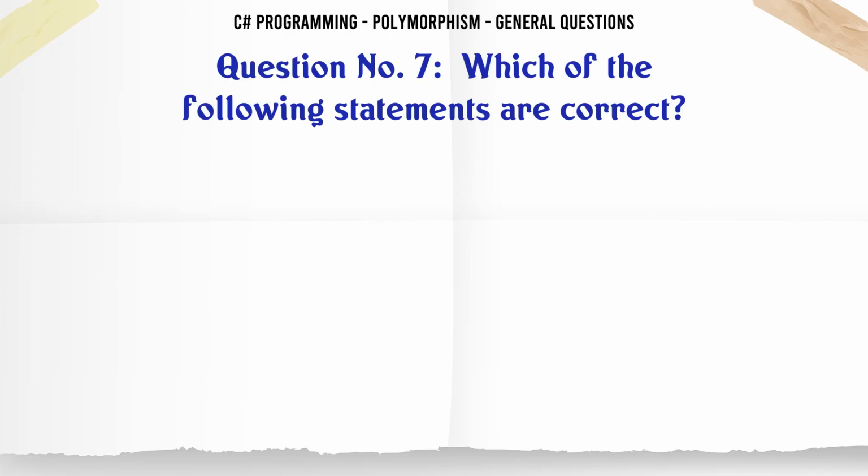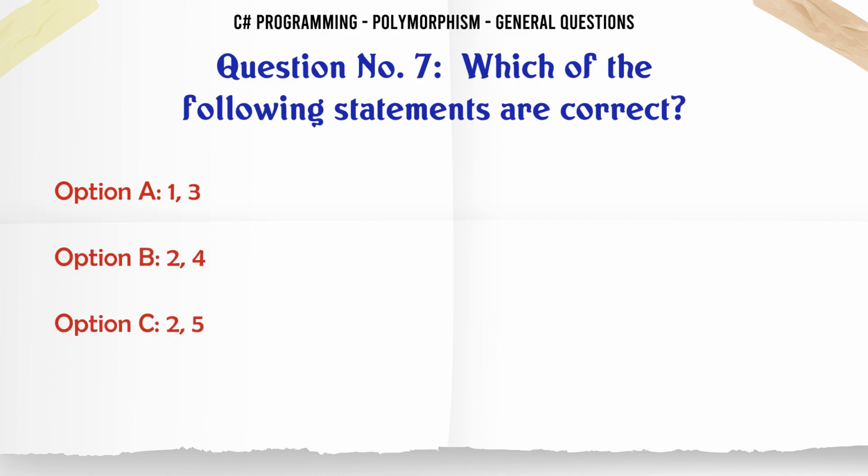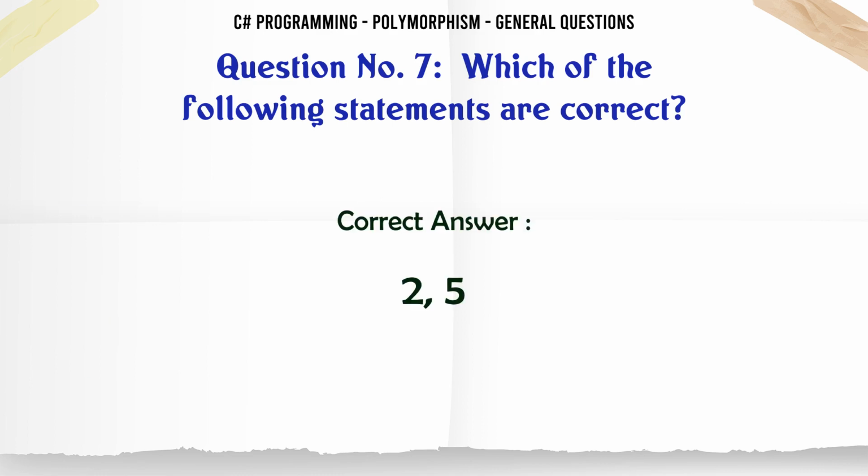Which of the following statements are correct? A. 1 3, B. 2 4, C. 2 5, D. 3 4. The correct answer is 2 5.